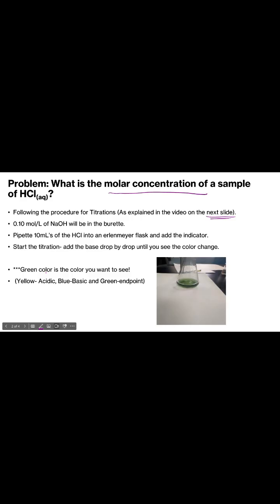When we are doing this, the base is going to go into the burette and we know the concentration. We are also going to take 10 mL of the acid, the one we're finding the concentration of, using a pipette, and add an indicator. Now at the start of the titration, your acid will have a yellow color. If you pass the titration, it will be very blue. A perfect titration in this case with bromothymol blue as indicator would be this green color. So that's what we want to see.